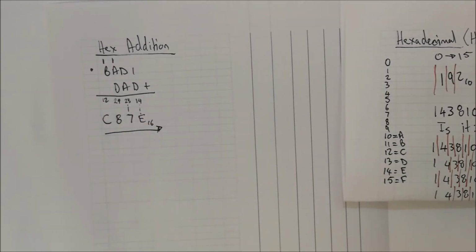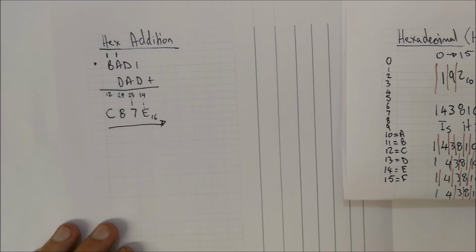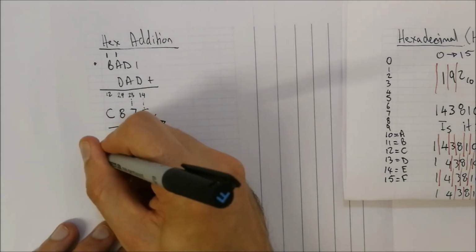Again, just follow the steps as you would have done for normal decimal number addition, as you would have done for binary number addition, as well as for octal number addition. Follow the same principles, and we're essentially doing the same thing for hexadecimal number addition. Okay, let's have a look at another example.